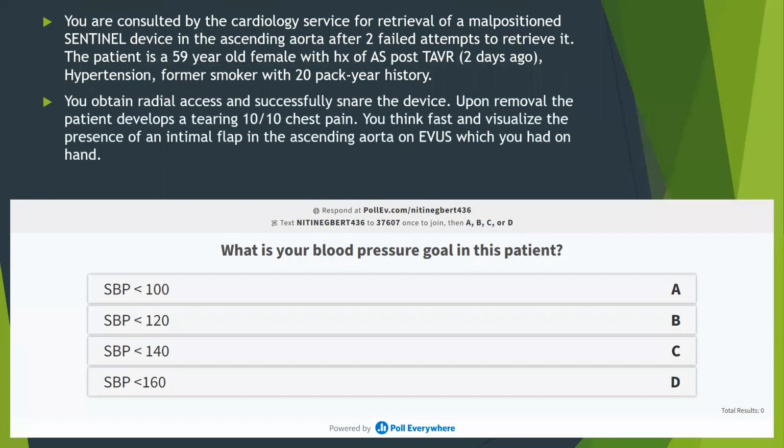You remove the device, but the patient develops a tearing 10 out of 10 chest pain. You think fast, you had an IVUS on hand, and you can visualize the presence of an intimal flap on the ascending aorta. What is your blood pressure goal? You're going to start esmolol on this patient right away, but what is your blood pressure goal on this patient?